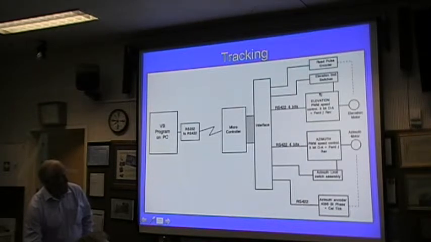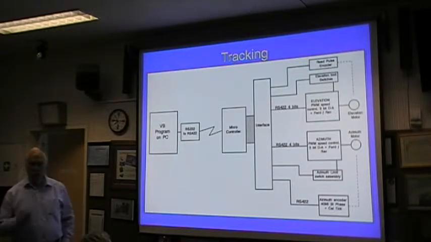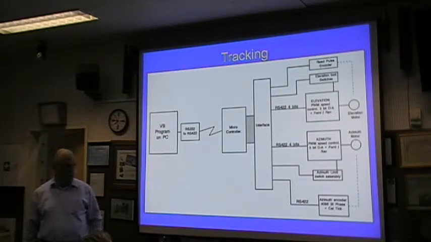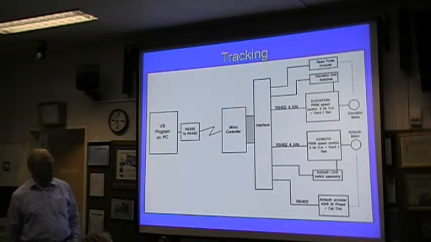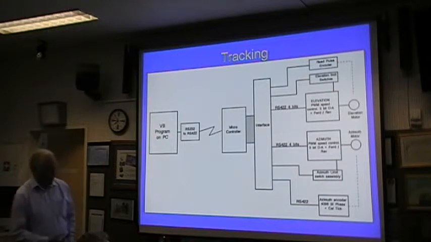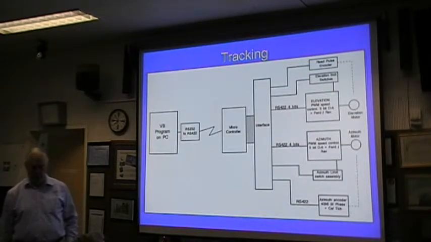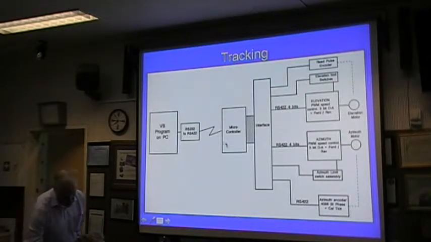In my system, the elevation encoder was simply a reed switch and a magnet on the shaft of one of the drives, and it was perfectly adequate. That was producing about 20-something pulses per degree of elevation, and the azimuth encoder, as you see, 4,096 pulses for 360 degrees. So that's the tracking system.